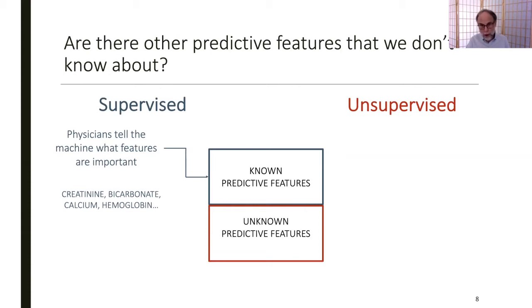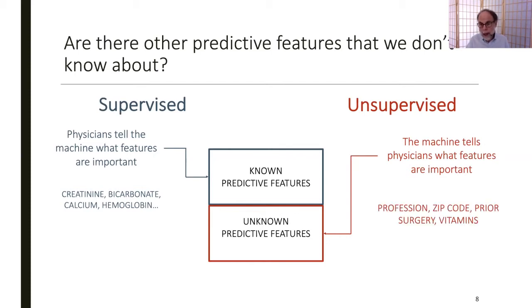And the other approach that has gained tremendous popularity and is very important in machine learning is what we call unsupervised learning. That is, we hypothesize that there are features that we, the physicians, don't know about that would be useful in a predictive model. And it could be something like the profession of the patient. Maybe they worked in a factory that had heavy metals in the atmosphere. Maybe their zip code is important because their church group goes around helping them stick to their medicine regimen.